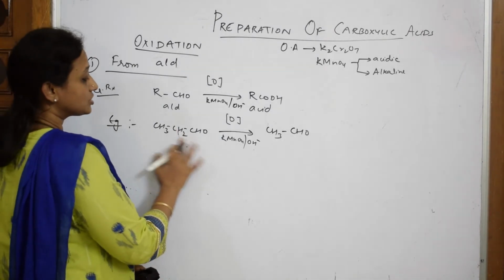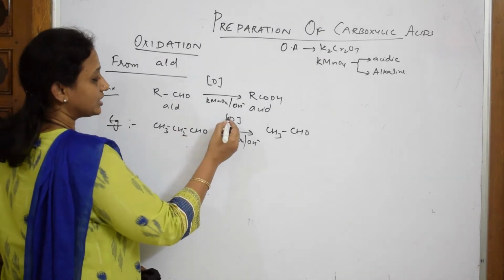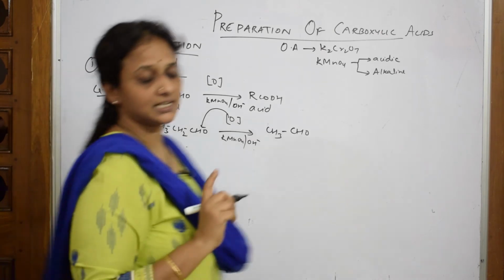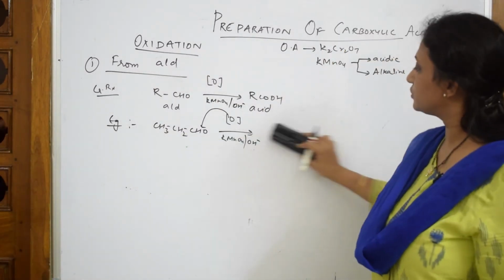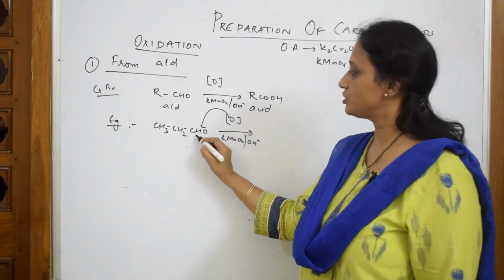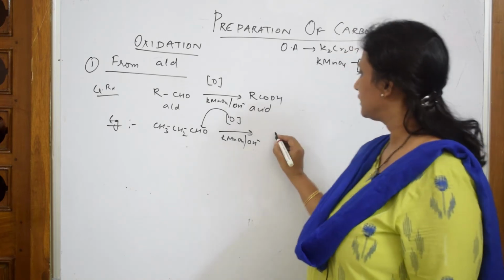CH3COH, no? This should not be removed. What should I do? I did a mistake. I have to add oxygen. Yes, I did a mistake. Please remember. So what should I do? This is an aldehyde, isn't it? Oxygen should get added, not removed. Please note that. What will I get?